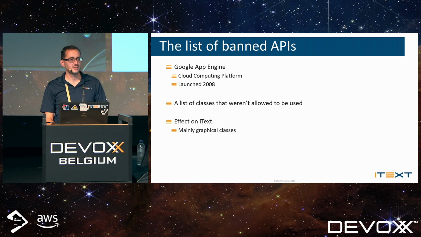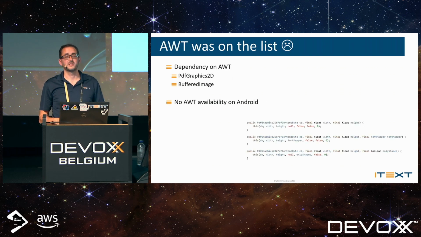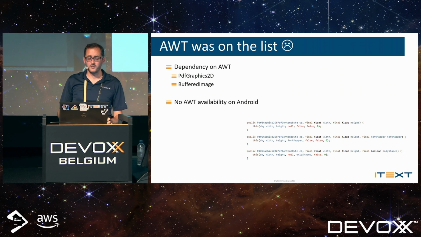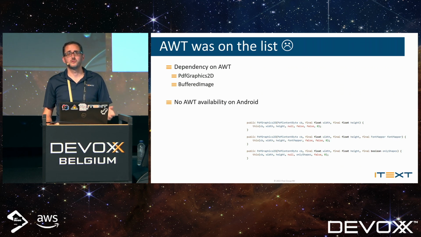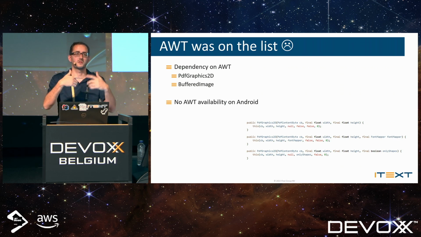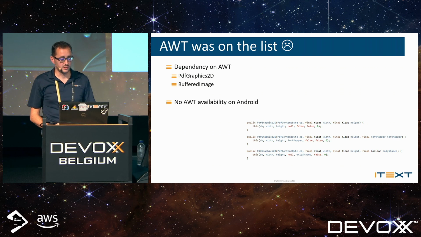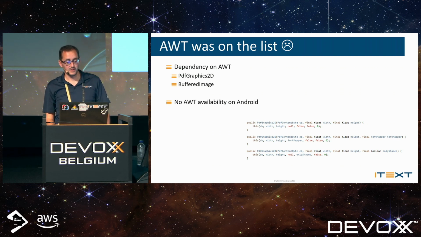For us, the main thing was that the graphical classes were affected. We try to be platform agnostic, but we also try to offer shortcuts. Like AWT has a lot of interesting or useful classes for people, and unfortunately, AWT was on the list. So we had a dependency on AWT. First of all, to load in buffered images, so you could just load up your Java object into iText, which would then transform it into a PDF image. We needed to convert it maybe, depending on the type of image that you provided to it.